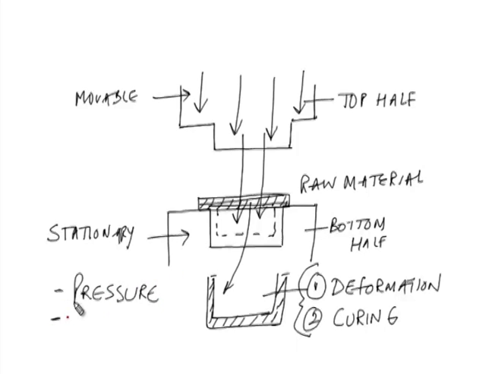Then there is another parameter, that is temperature, because the curing time will depend upon the temperature that we are maintaining. And then there is another point, that is the time for which the two halves of the mold will remain closed. So these are a few intricate points that have to be taken care of. Depending upon the type of raw material, the pressure that we are applying, and the temperature that we are maintaining, we will be able to find out for how much time the mold halves should remain closed.